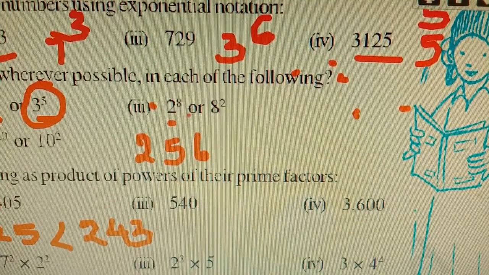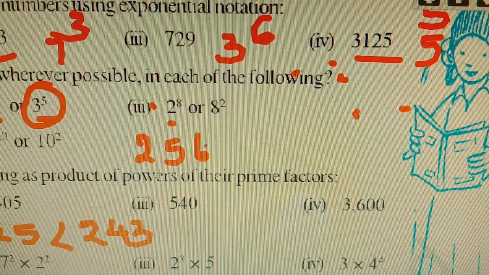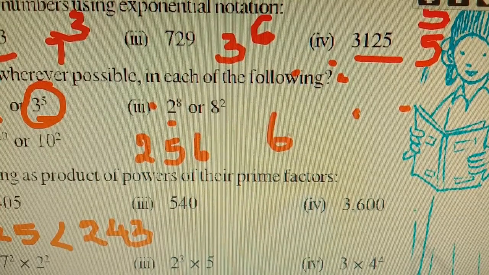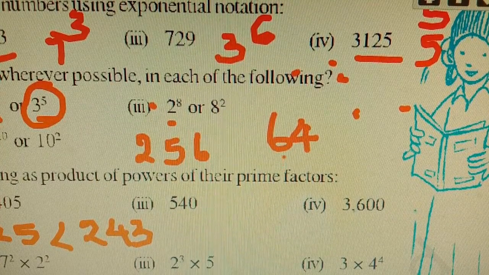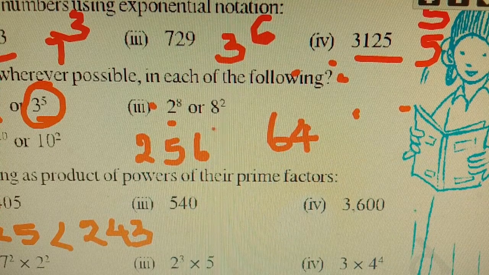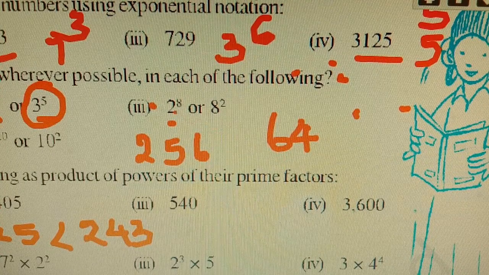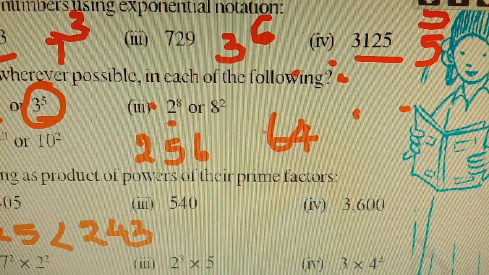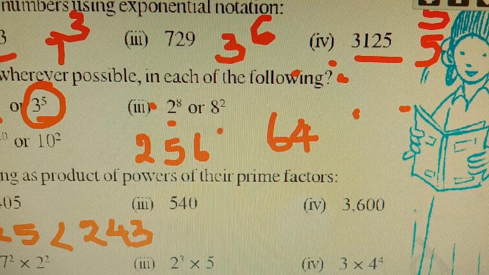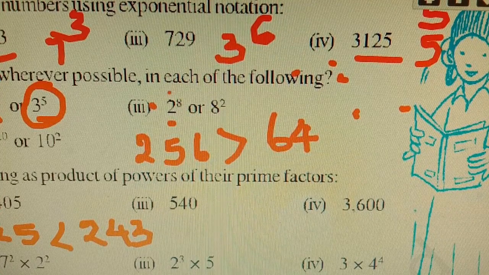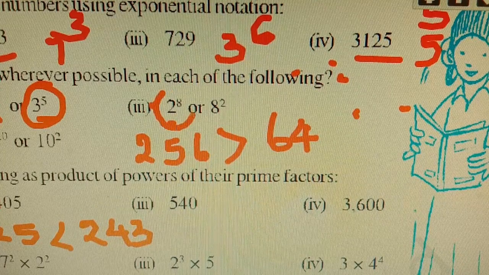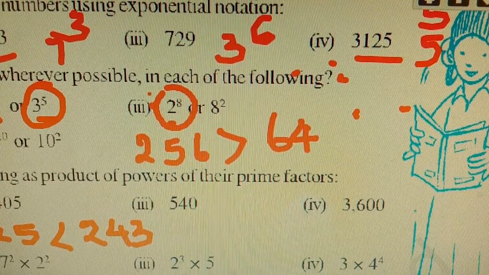Okay, 8 square is only 64. So anyway, 256 is greater. So 2 to the power 8 is greater than 8 square. Okay, for all these types of questions we can do the same way. Compare the two numbers, find the actual value and you compare.